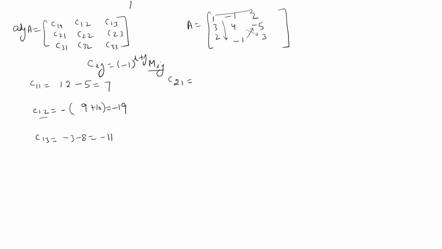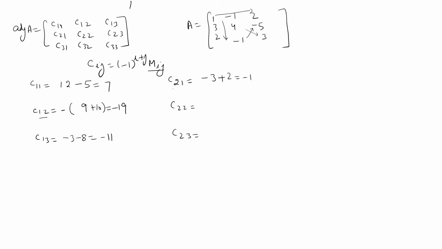Similarly, C21, C22, C23. So C21 will be for the 3 like this. So it is minus 3 and plus 2. Minus 1 into 2 is plus 2, that is minus 1. For C22, like this 4 we are having. Okay, so the overall result of this negative sign will also be there.